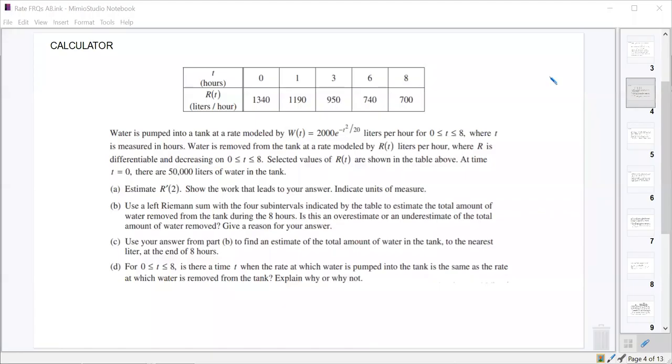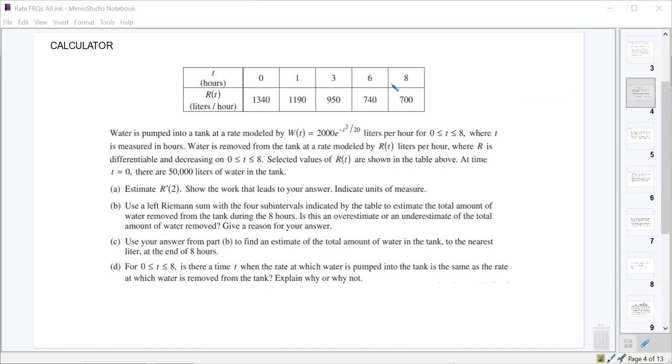So we're given the water being pumped into the tank at a rate modeled by W of T, which they give us as 2,000 e to the negative T squared over 20 liters per hour. And then it also says that we've got water being removed from the tank. This chart gives us R of T, which is the rate at which the water is being removed.